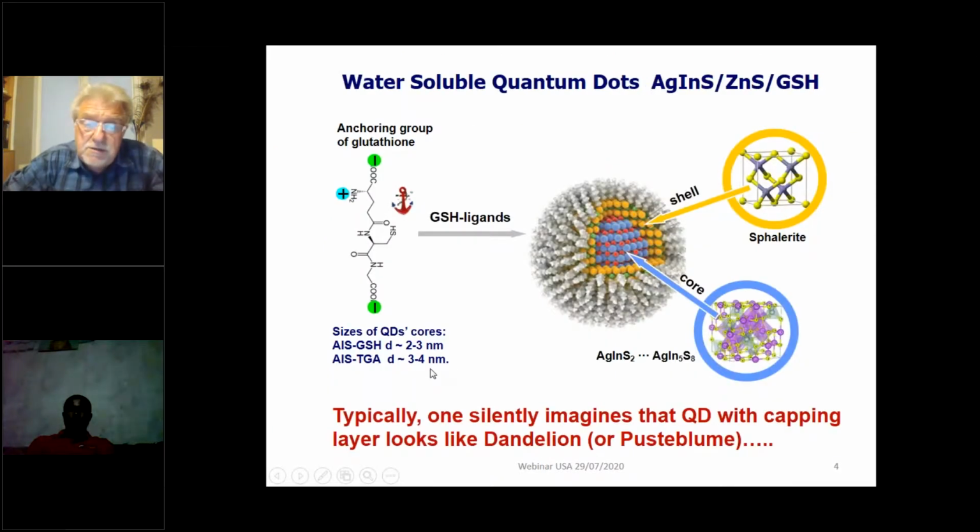In our investigation, we used two types of quantum dots: cadmium selenide quantum dots and water-soluble quantum dots based on silver indium selenide, with a composition covered by a zinc sulfide layer.